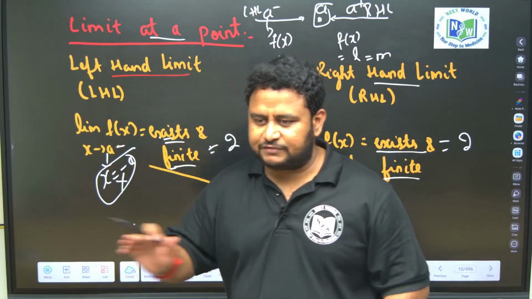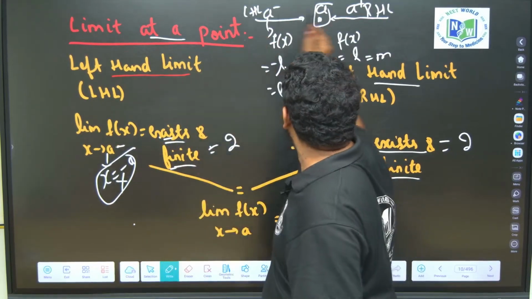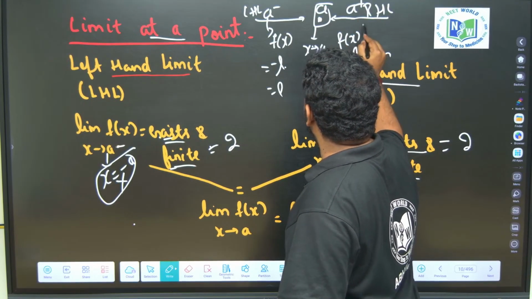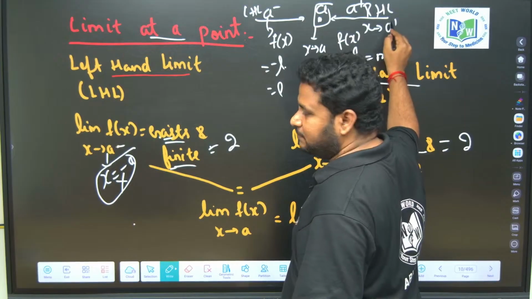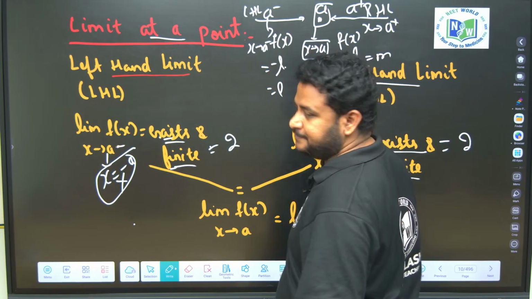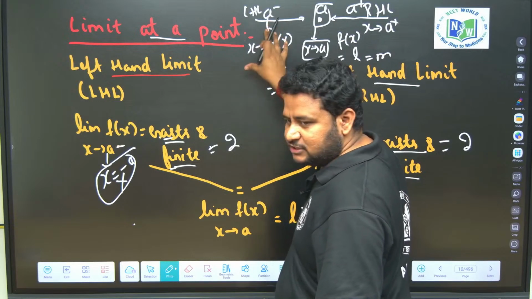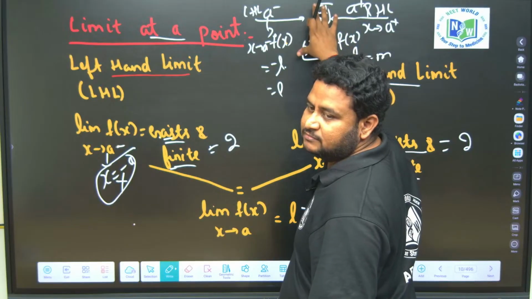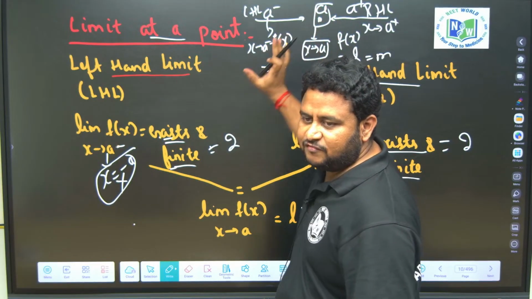Okay. So finally what will we say? Here we took a minus, here we took a plus, finally we will say tends to a. Here it is tends to a plus, tends to a minus. Here it is tends to a. So the value we get here should be equal to this one. So ultimately this will be equal to this one. That is the meaning of limit.